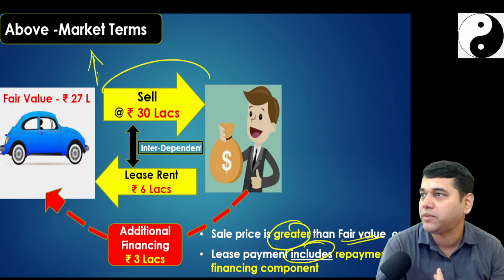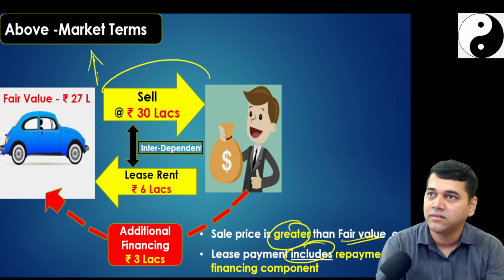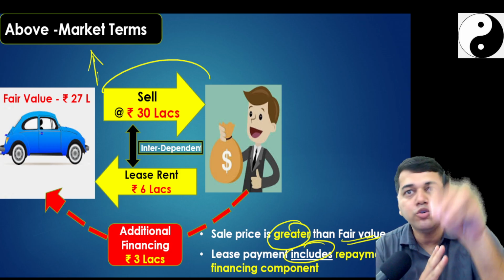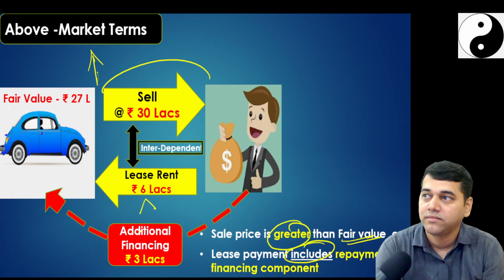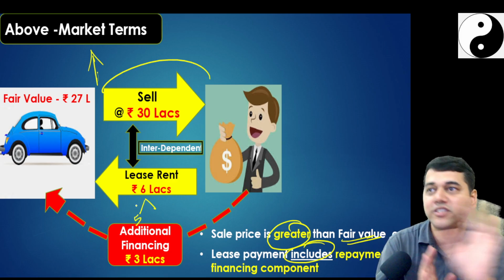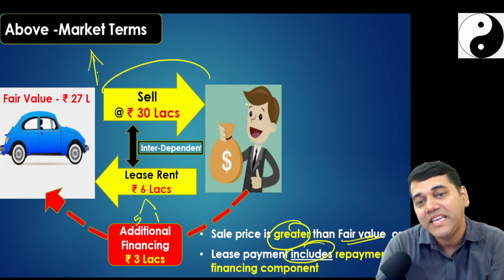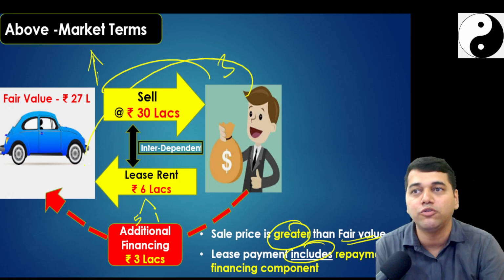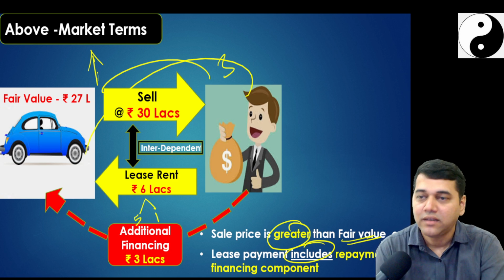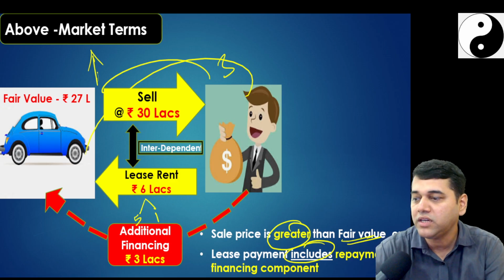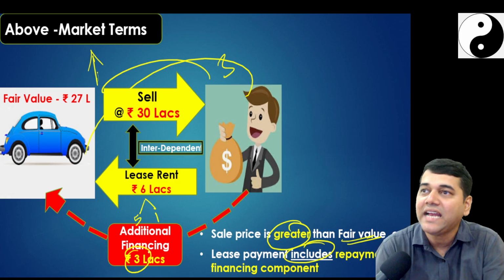Tell me, otherwise I am a fool, right? To buy something worth 27 lakhs for 30 lakhs. That extra 3 lakh is a loan given to you right now. And when you pay me 6 lakh, the 6 lakh has two components. 5 lakh is the genuine lease transaction. And that 1 lakh extra you pay is your EMI for this extra 3 lakh rupees loan given to you. Makes sense? That's what they say: when the transaction is above the market terms, we have to treat that extra as an additional financing.